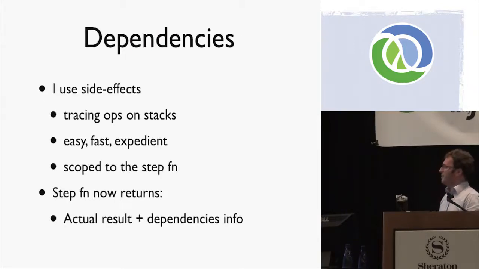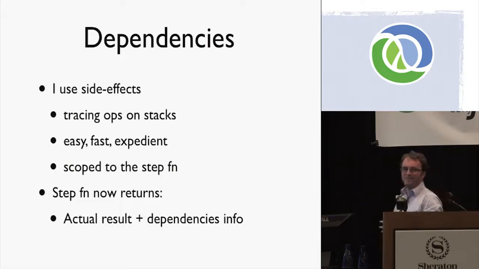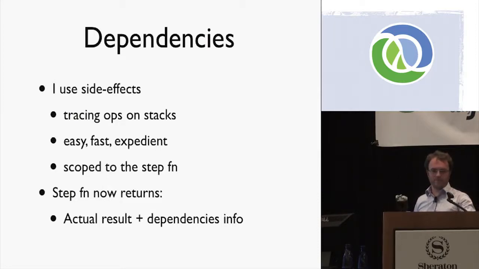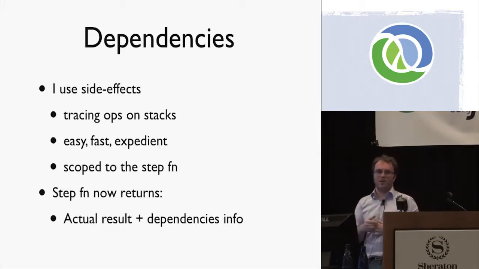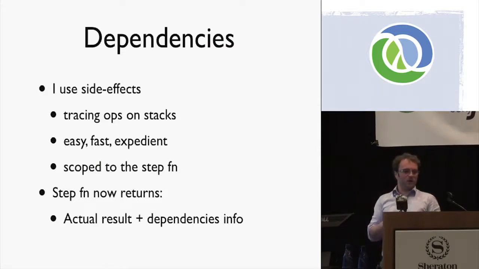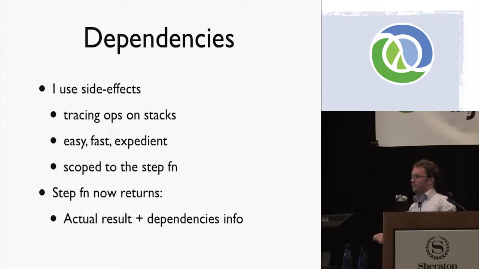To track dependencies, I must admit that I use side effects. I have collection, mutable collection, which are instrumented to tell me which items I have looked at, or which item I have pushed, and so on. But all this mutation is strictly scoped to the step function, so it won't leak out of the step function. And I have also changed the contract of the step function. Now the step function returns its result plus the watermark.